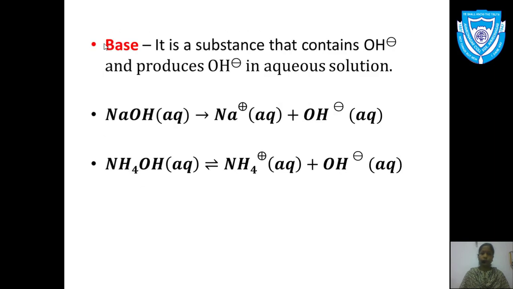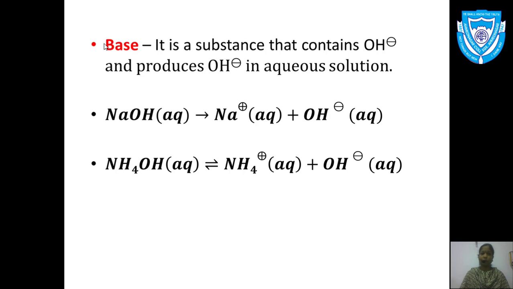Now according to Arrhenius, a base is a substance that contains OH minus ion and produces OH minus ion in an aqueous solution. Examples are here: sodium hydroxide aqueous gives Na plus aqueous plus OH minus aqueous. Another example is ammonium hydroxide aqueous, which gives NH4 plus aqueous plus OH minus aqueous.